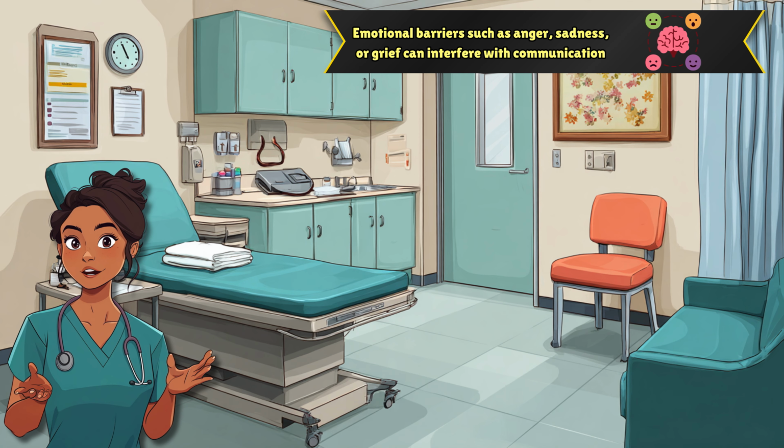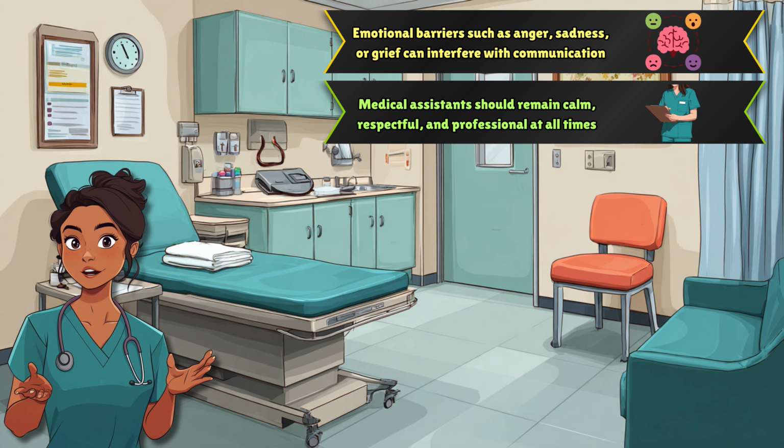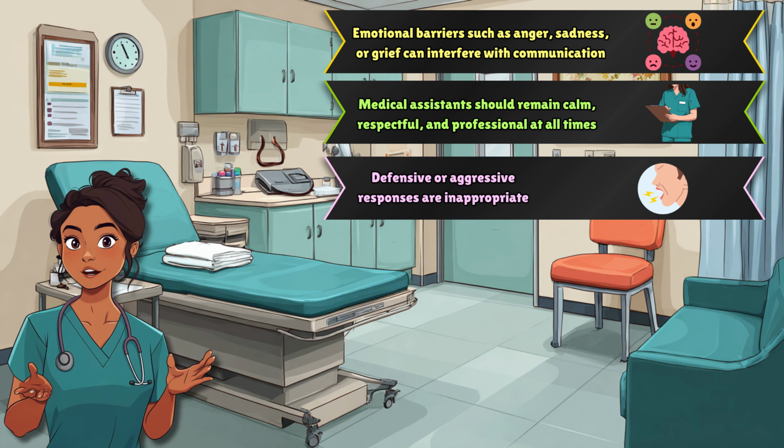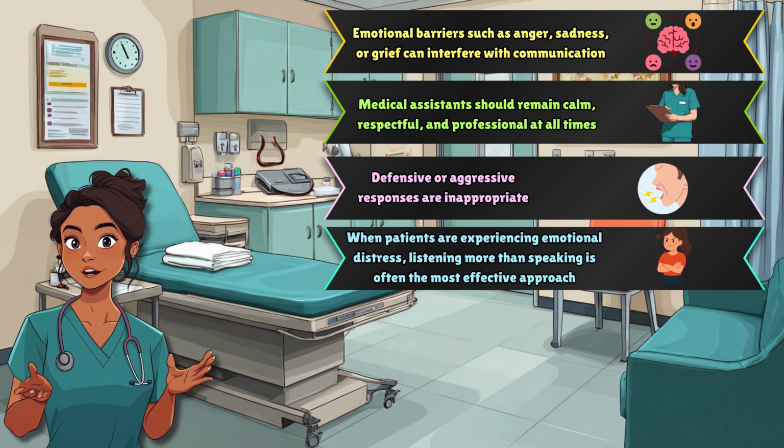Emotional barriers such as anger, sadness, or grief can interfere with communication. Medical assistants should remain calm, respectful, and professional at all times. Defensive or aggressive responses are inappropriate. When patients are experiencing emotional distress, listening more than speaking is often the most effective approach.